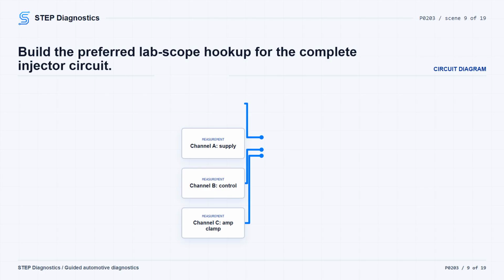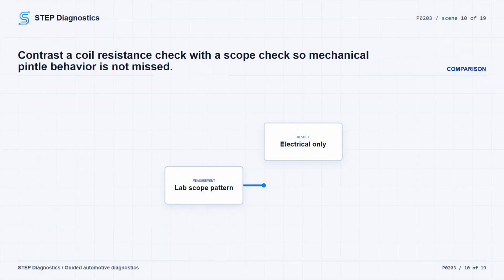Use the scope to check the electrical path for opens or high resistance, and to help determine whether the injector pintle is mechanically sticking. Put channel A on the battery supply voltage circuit, channel B on the fuel injector control circuit, and channel C with an amp clamp on the battery supply voltage circuit. If it helps, run the same test on another injector and keep that capture as a comparison for current draw and inductive spike behavior. The coil resistance check later is useful electrically, but it does not prove the injector is moving mechanically. That mechanical behavior is checked with the lab scope.